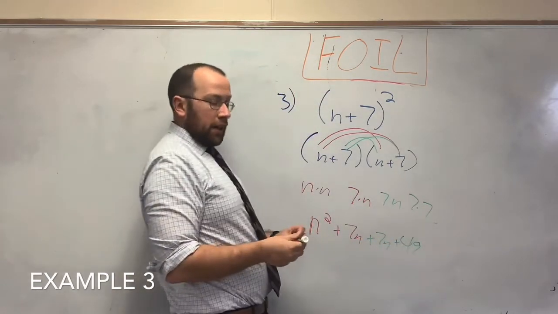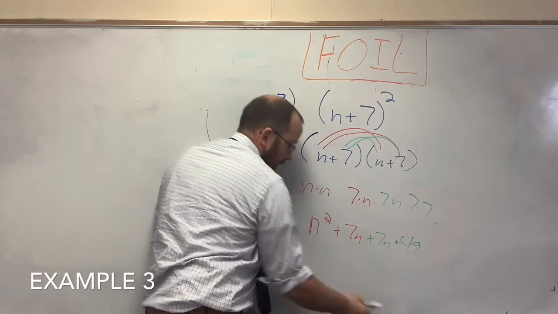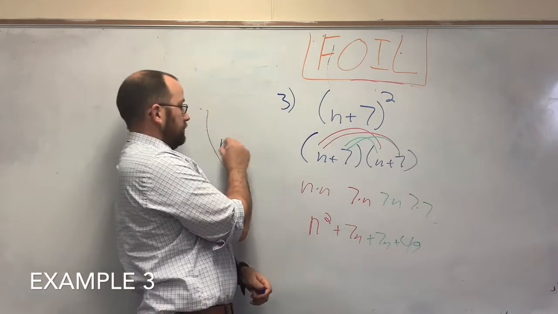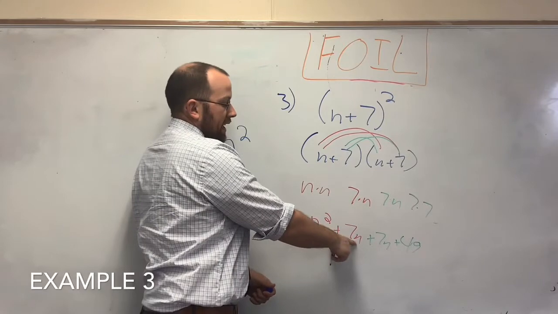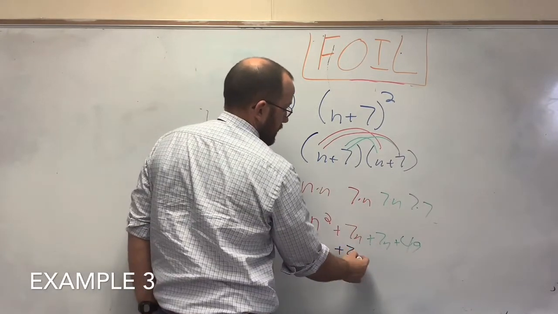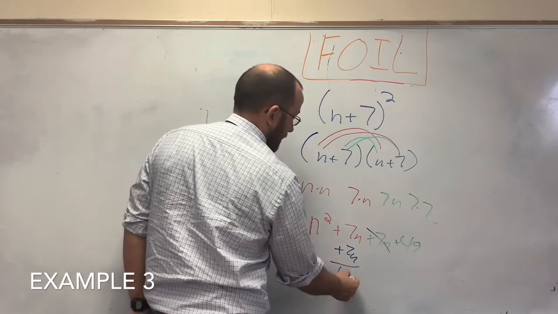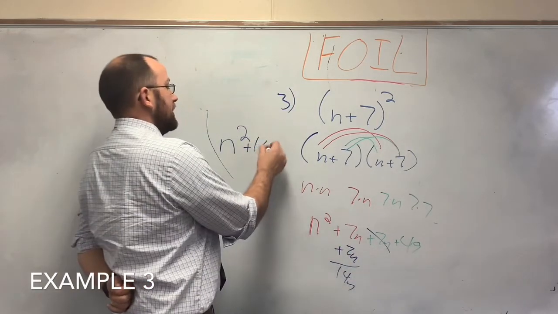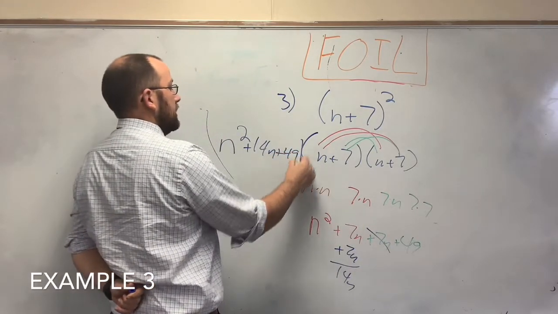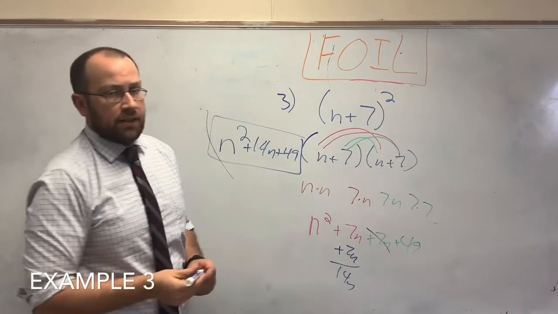Now we combine our like terms. Does n squared have any like term that goes there? Nope. Does n to the first have a like partner? Yes, it does. So plus 14n, and then 49 is all alone. And that is your answer for that one.